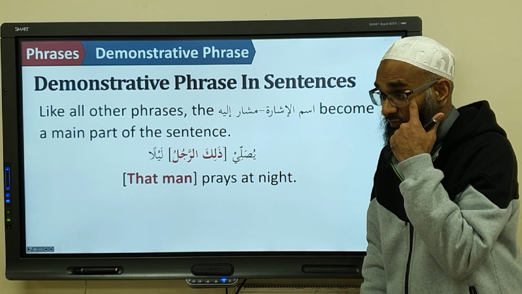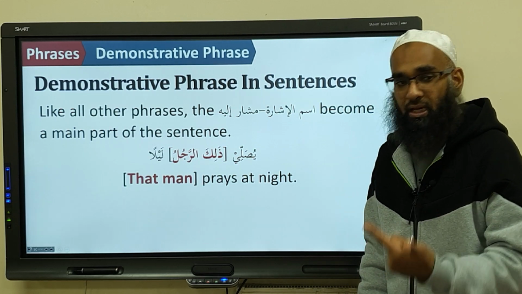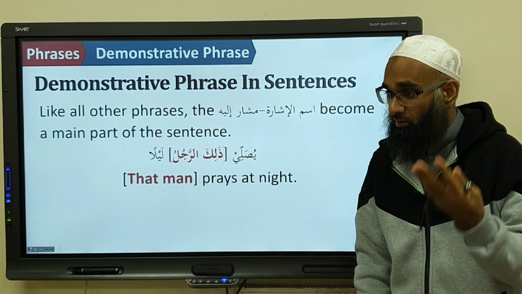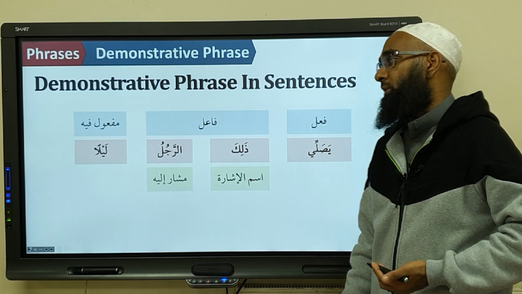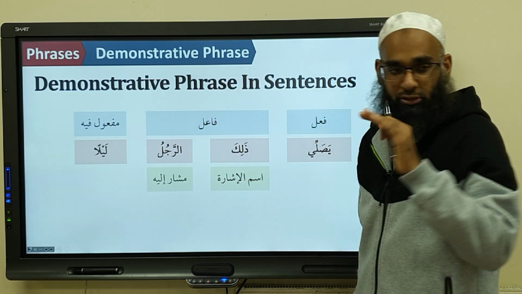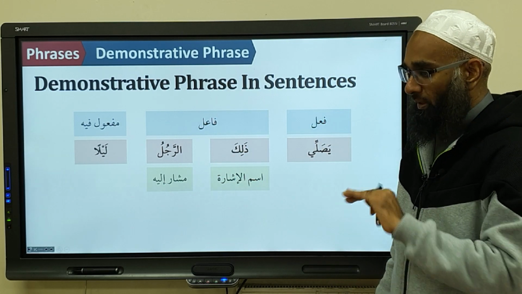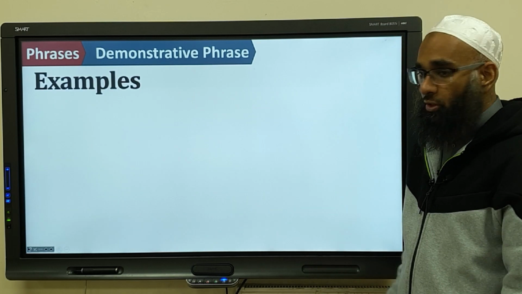Make sense? So in here, the fa'il is becoming the phrase, ismul ishara musharun ilayhi. But again, the mubtada, the khabar, the fa'il, the maf'ul bihi, anything can become a phrase. So again, the tarkib, same thing. You put them in blue, you overline, and you put the main structures at the top. And at the bottom, you get a green pen, you underline, and then you make it into a phrase. And you label the bottom parts. So a few examples. Let's start.